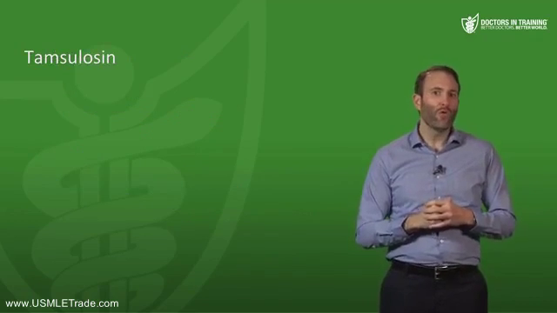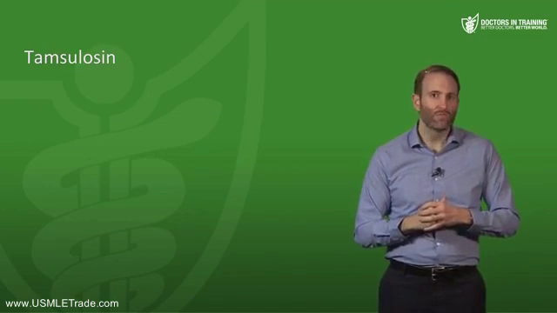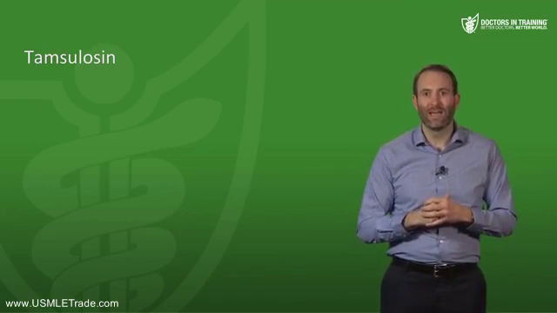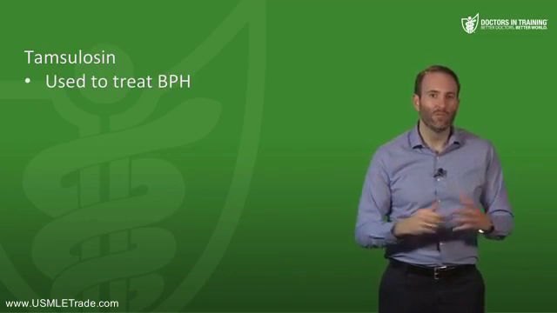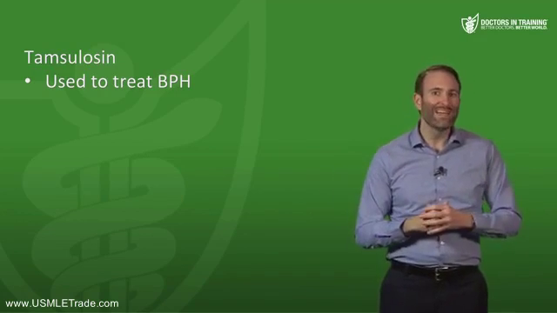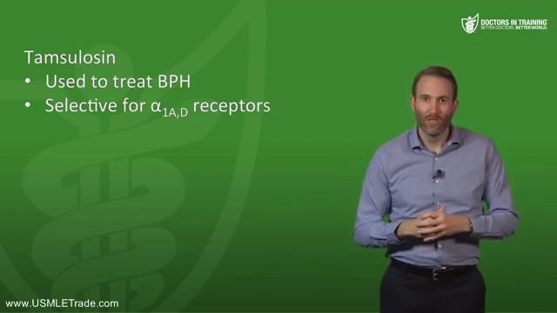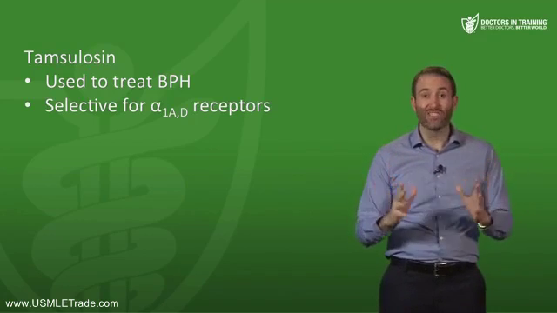Now, there's one other alpha 1 selective drug that I want to touch on, and it's tamsulosin. Tamsulosin is an alpha 1 antagonist used to treat BPH by inhibiting smooth muscle contraction, so nothing different there. So just like your zosin drugs. But this one is selective for something more specific. It's called the alpha 1A receptor, and these are found primarily just in the prostate.